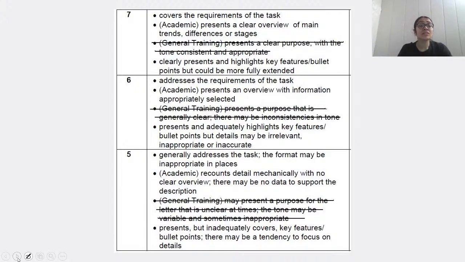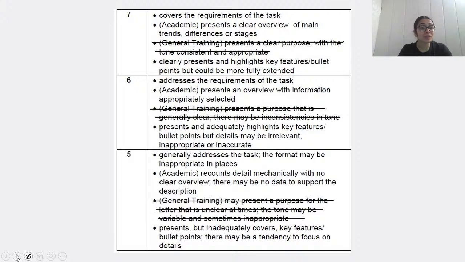So band 7 is all about that it covers the requirement of the task, presents a very clear overview of the main trends and differences or stages. 7 is also about clearly presents and highlights key features, bullet points, but could be more fully extended. Now go back to the 6 and see how these things are different.